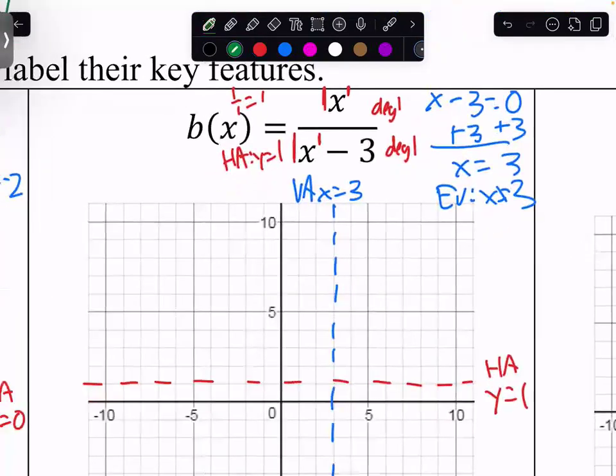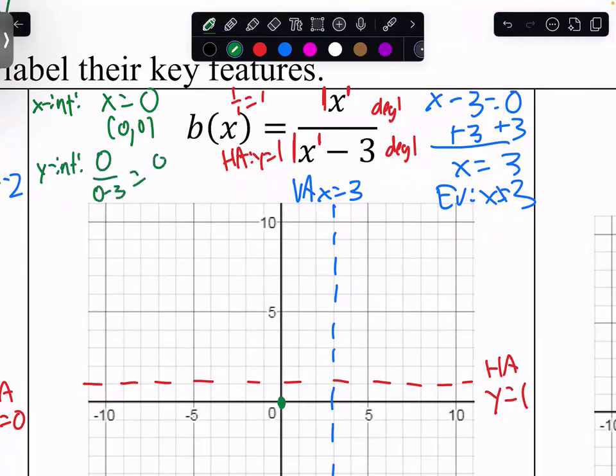Intercepts, x-intercept, set the numerator equal to 0. Okay, so when you set x equal to 0, you get x equals 0. Okay, and double check, make sure it's not an excluded value. It's not. Okay, so 0, 0 is your x-intercept. So it'll also be the y-intercept, but the work would be 0 over 0 minus 3. 0 over -3 is again 0.